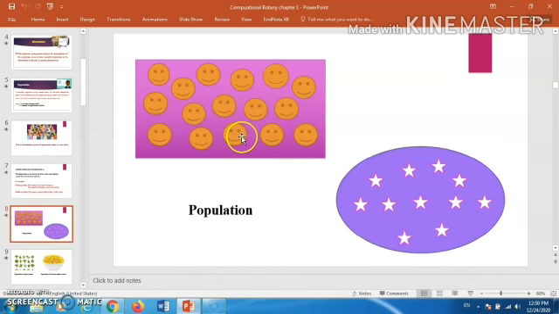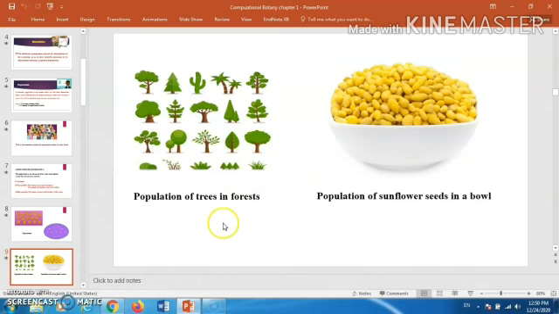So look at this. These are some smiley faces, as you all use in your WhatsApp also. These single smiley faces represent the number of individuals present in a particular area. So it is the best representation of the population. Then look at this, population of trees in a forest. Here, population of sunflower seeds in a bowl.